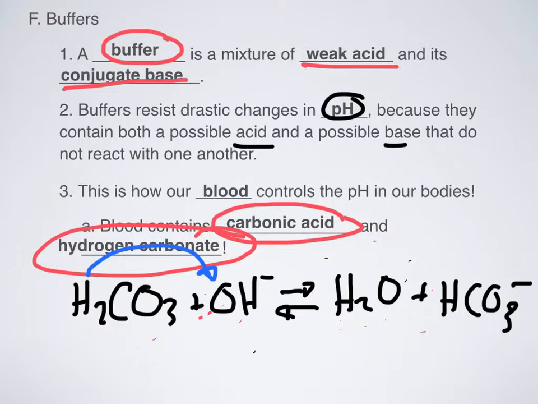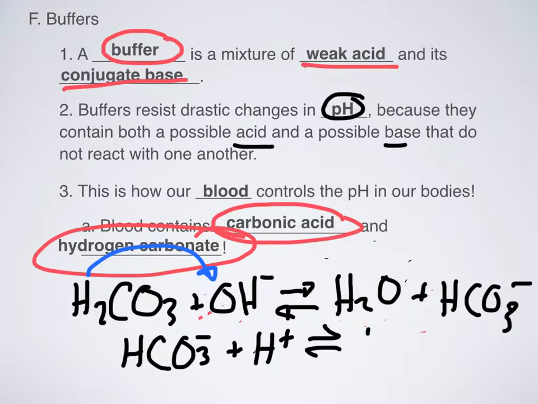Next up, though, let's say that I have my bicarbonate like this, and now I'm going to be adding acid. Well, in the process of adding something like an H+, I get H2CO3.